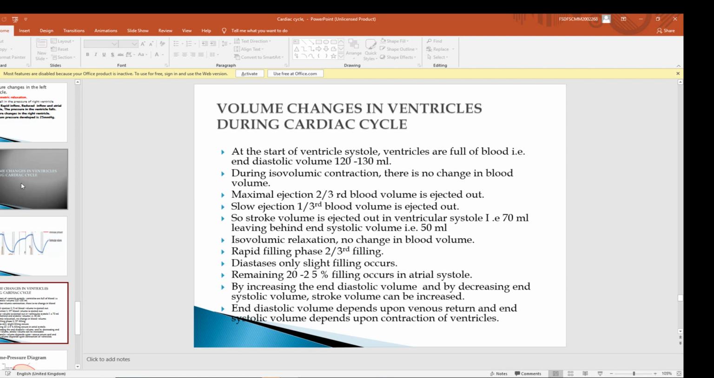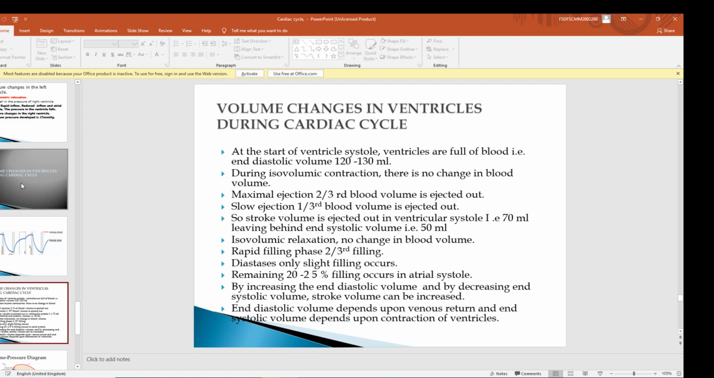So stroke volume is ejected out in ventricular systole, and the 70 ml of blood that is left behind, that is the end systolic volume, that is 50 ml. Out of 120, 70 is ejected and 50 is left, that is the end systolic volume. During isovolumic relaxation, no change in blood volume occurs, and there is rapid filling, two-thirds filling occurs, and in diastasis only slight filling occurs, and the remaining 20 to 25% filling occurs in atrial systole.